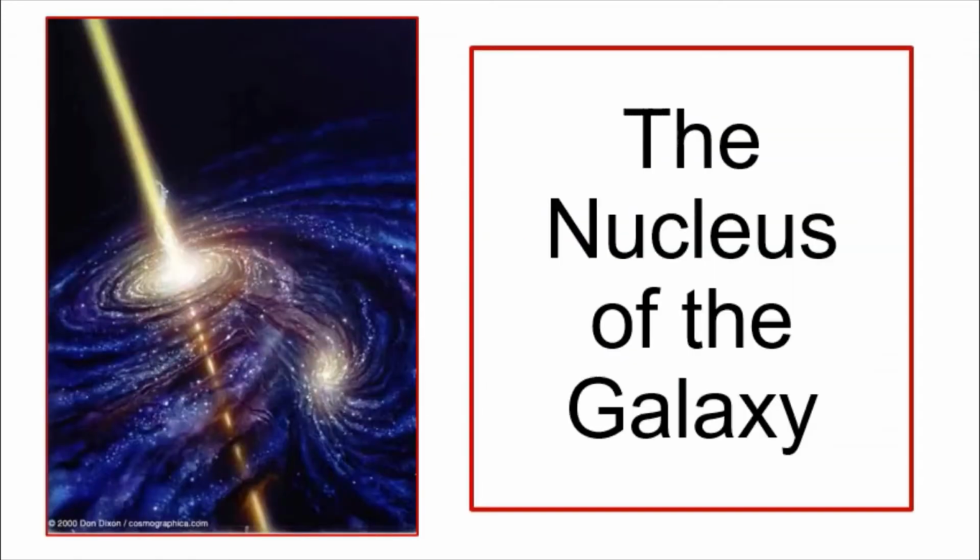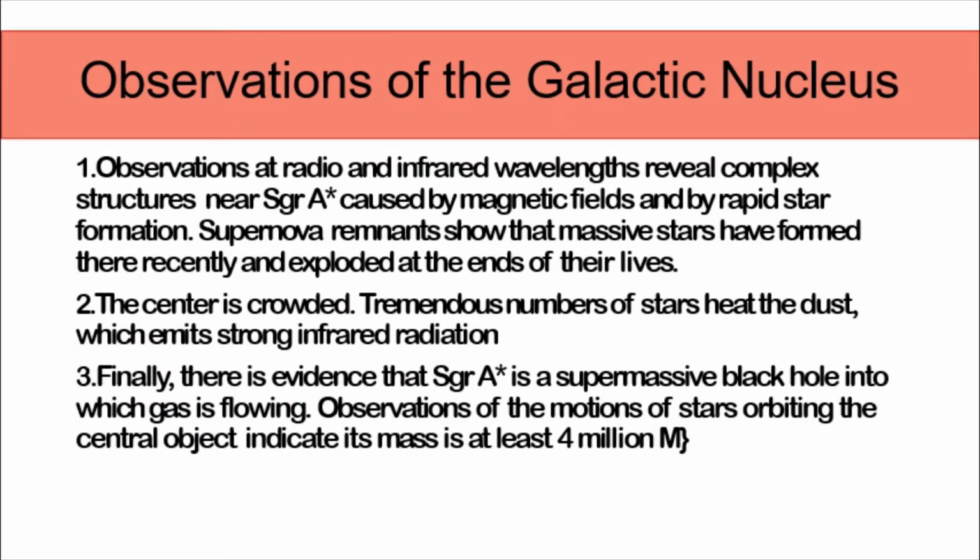The nucleus of the galaxy. Observations of the galactic nucleus. Observations at radio and infrared wavelengths reveal complex structures near Sgr A* caused by magnetic fields and by rapid star formation. Supernova remnants show that massive stars have formed there recently and exploded at the end of their lives.